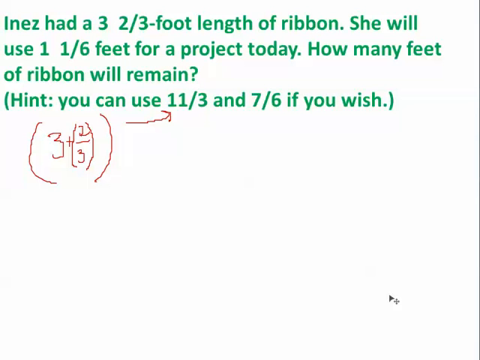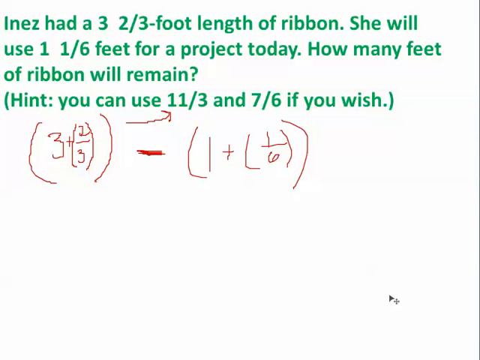She has a ribbon that's this long. She will use 1 1/6 of that. So she is going to use 1 plus 1/6 of the ribbon. I think you know that if she starts with this much and she uses some, you're going to subtract that amount away to see how many feet she has left.